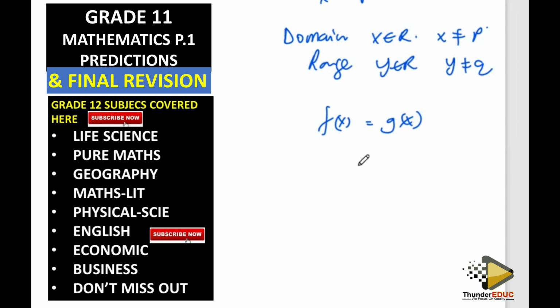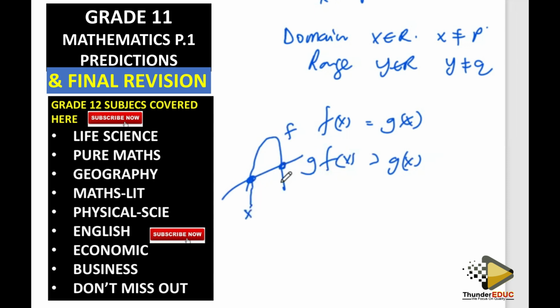For scenarios where they ask you for f of x greater than g of x, look at where the graph of f is above. Let's say this is our f and then probably this is our g. We can see that f is above g between these points. So you read off your x value there and then the x value there. So it's between these values that the graph of f is going to be above.